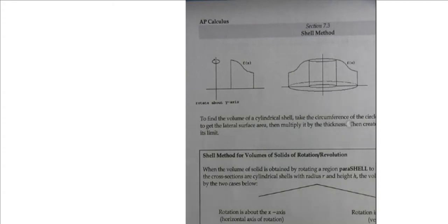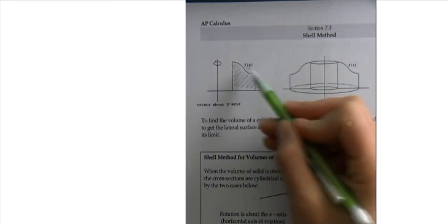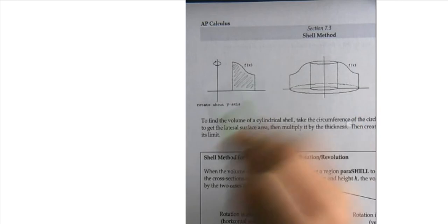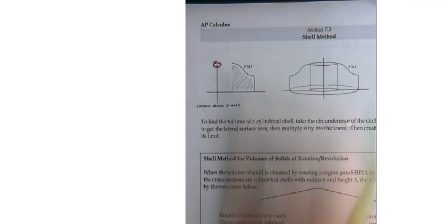Our goal is the same: to find the region between F and the line y equals 0, and then rotate this around to find the volume. So the initial idea is the same and the goal is the same. It's just our approach that will be different.